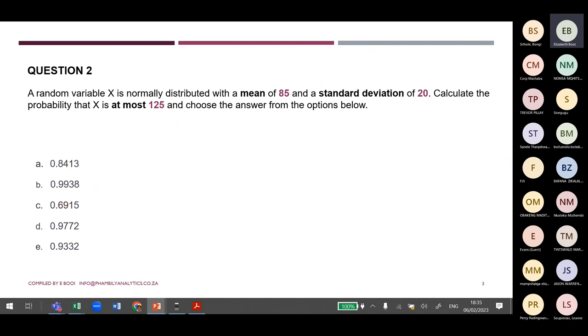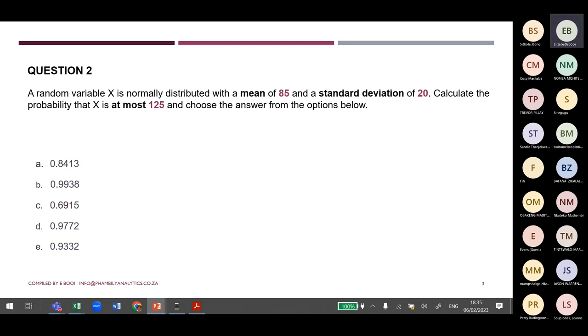A random variable X is normally distributed with a mean of 85 and a standard deviation of 20. Calculate the probability that X is at most 125. Choose the answers below. Now, what I did here on this question, I highlighted the key facts. In the exam, they won't be highlighted. You need to read the question and be able to identify what the facts given in the question are.